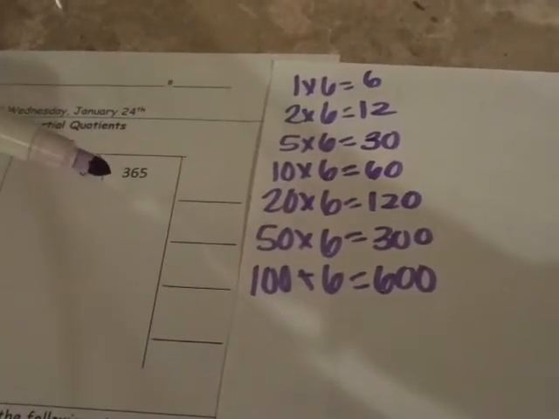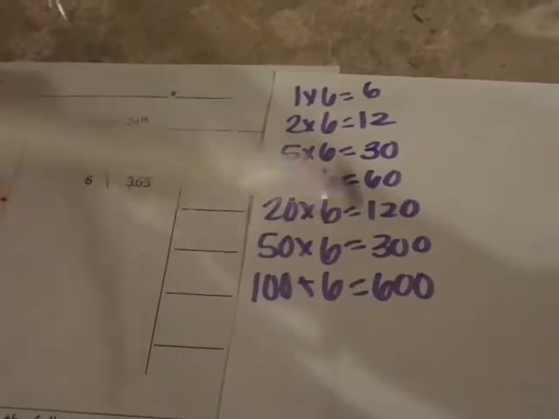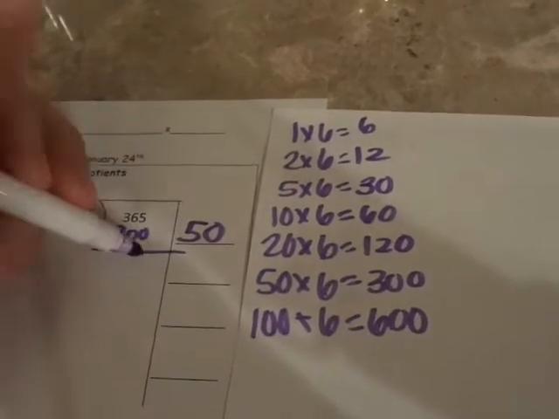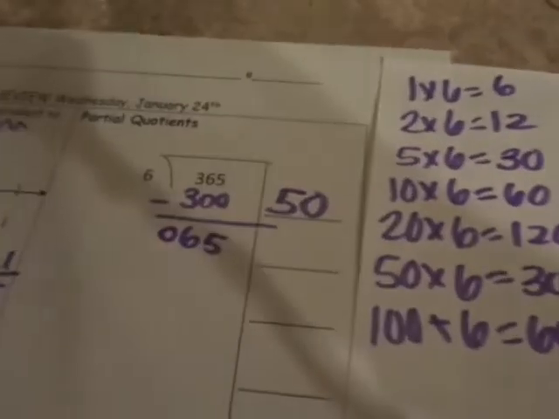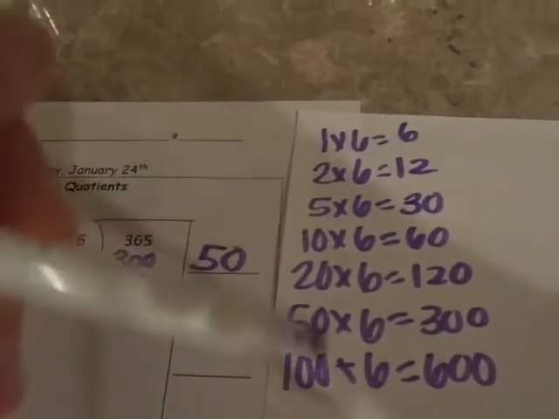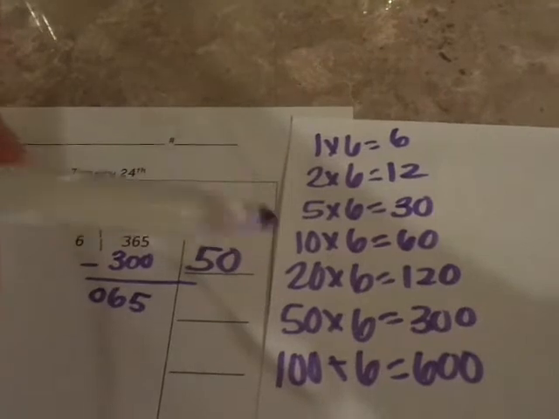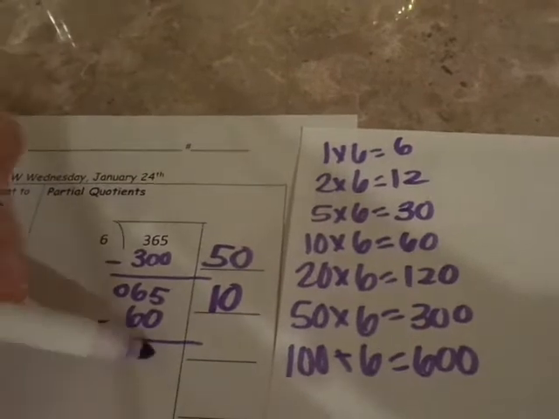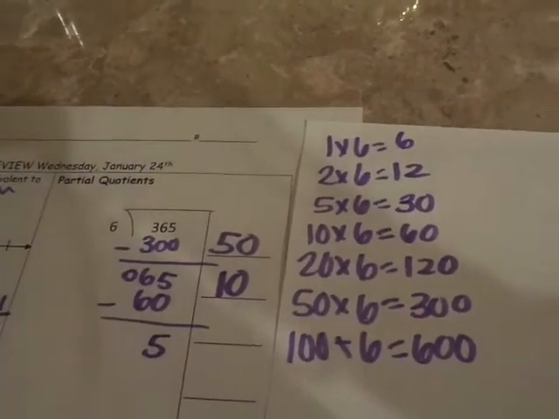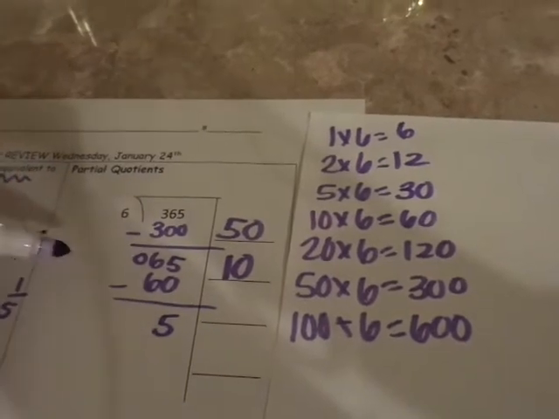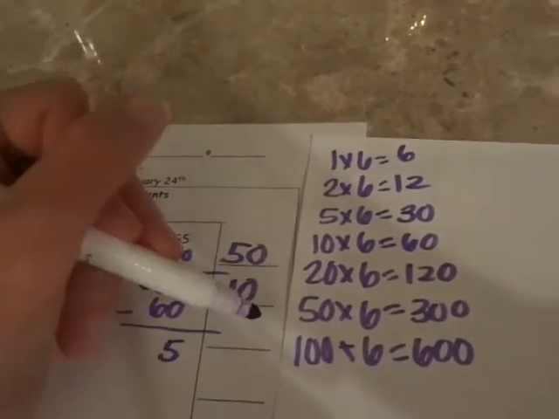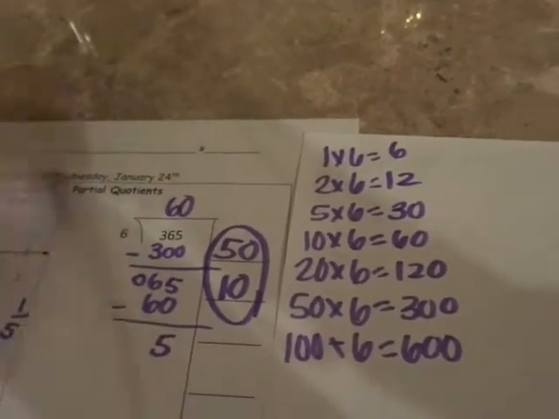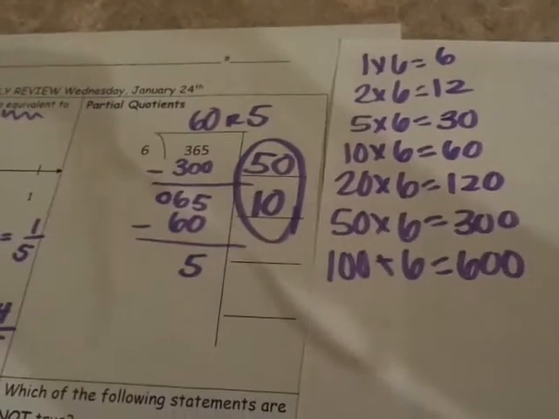So how many times can 6 go into 365? Well, I have 300 right here. So I can do 50 groups of 6 is 300. Subtract that out. I get 65. So what over here is closest to 65 without going over? 10 groups of 6. So 10 groups of 6 equals 60. Subtract that out. I get 5. Can 6 go into 5? Nope. It cannot. 6 is too big. So I'm all done here. Add up my 50 plus 10, which equals 60. And then I have a remainder of 5.